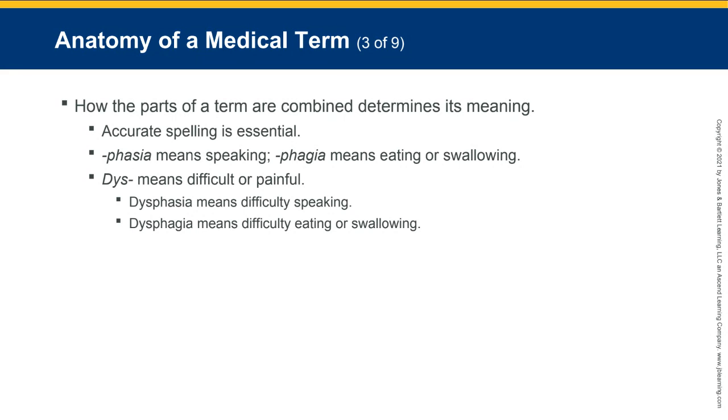Accurate spelling is essential. Phasia means speaking, phagia means eating or swallowing. So phasia with S-I-A and phagia with G-I-A have two different meanings. The S-I-A is speaking, G-I-A means eating or swallowing. If we add the prefix dys, it means difficult or painful. So if we add that at the beginning of phasia with SIA, that's difficulty speaking. If we add that to the beginning of phagia with GIA, that is difficulty eating or swallowing.